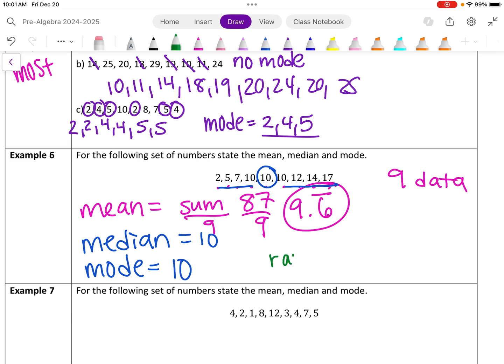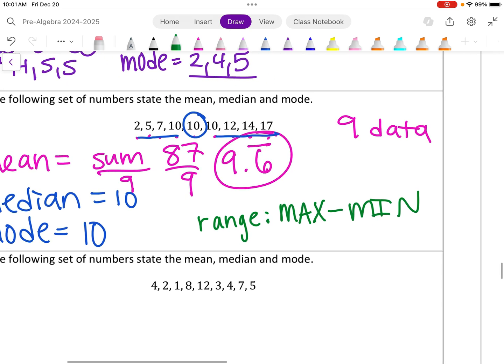Now I'm going to throw one more thing at you. The range. The range is our maximum number minus our minimum number. That is called our spread. So our max number is 17. Our min is 7. If we subtract those, we get 10, and that is our range of data.